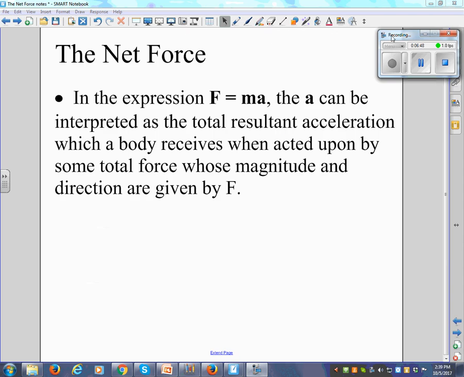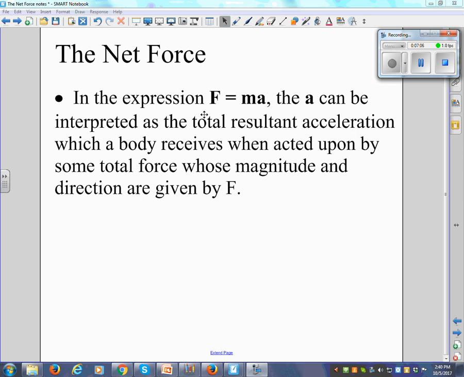Okay, so let's talk about the net force. Remember, normally I would sort of do this. This should actually be what I started talking about yesterday first. I don't think we need to. This is just a reminder about what net force is.